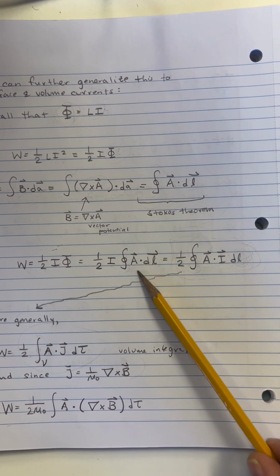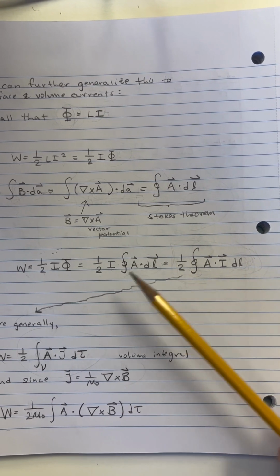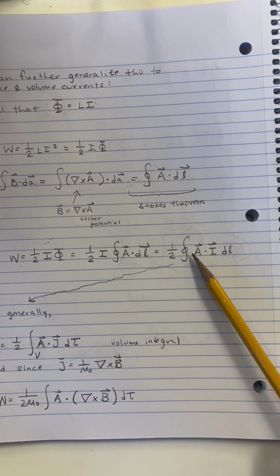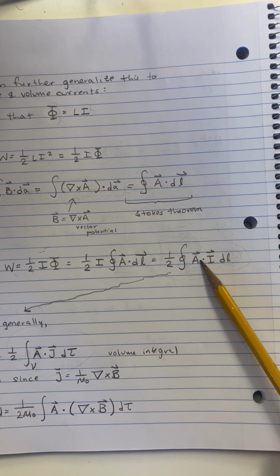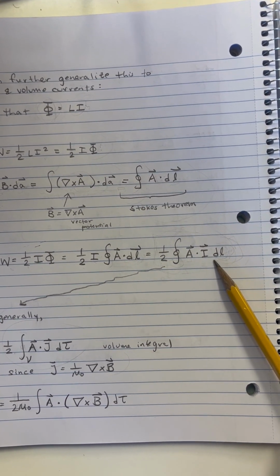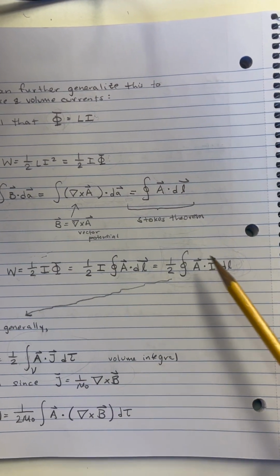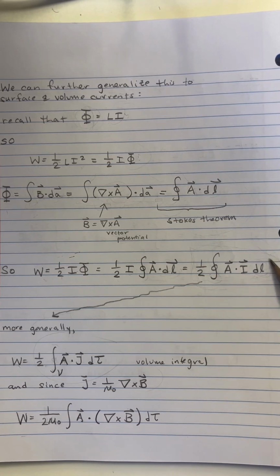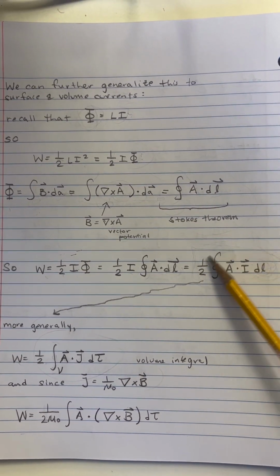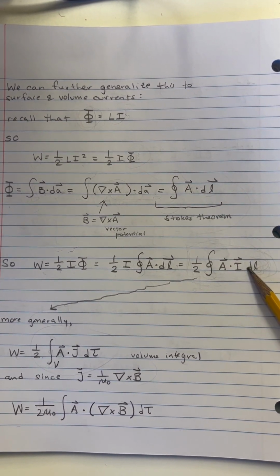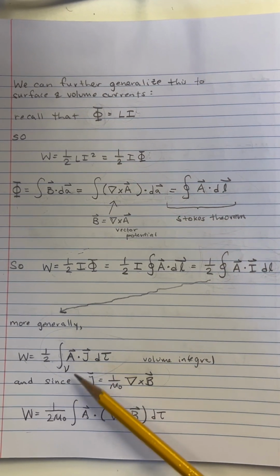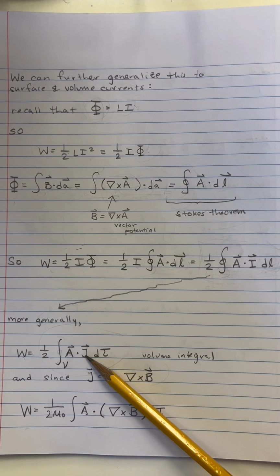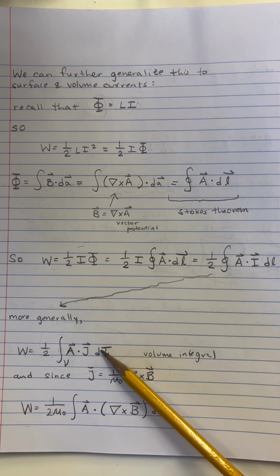Now, dl is a small vector increment that is pointing along the same direction as I. So you could also write this as 1/2 times the line integral of the vector potential dotted with the current over some small scalar step dl around the path of that current. More generally, and this is the big point, we can take this formula for the work related to the line current, and we can write it in terms of a volume integral of the dot product between the vector potential and a current density, J, integrated over the volume d tau.